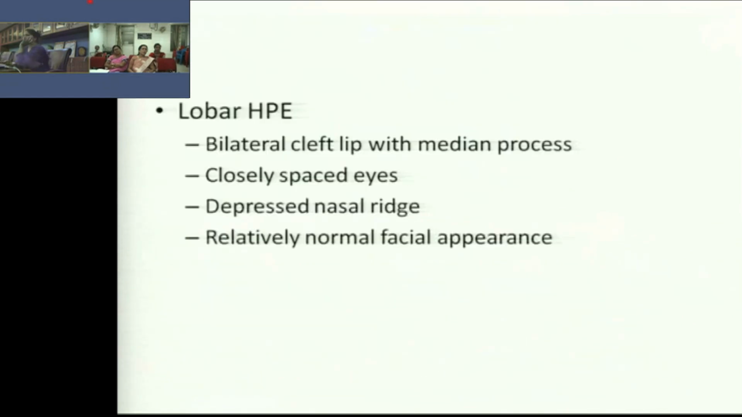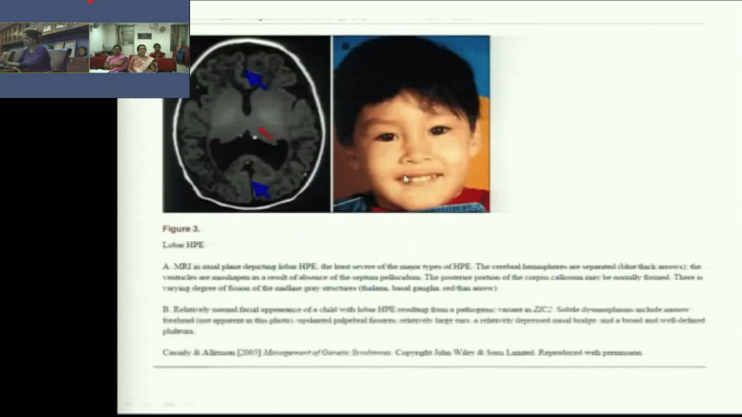The lobar type is one of the milder forms, which is associated with bilateral cleft with median process, closely spaced eyes, depressed bridge, or a relatively normal face. So this is the picture. If you don't observe closely, the child could pass as having a normal face.